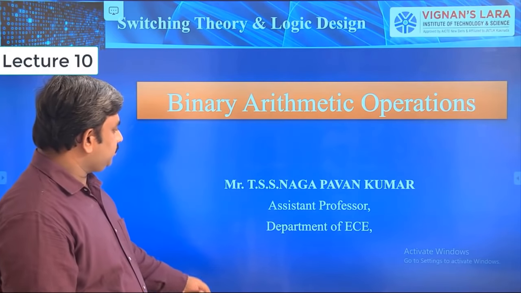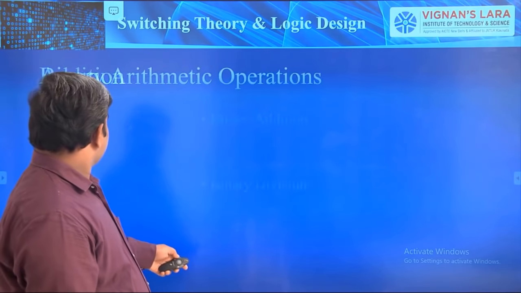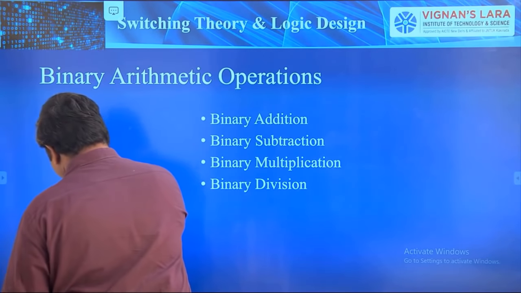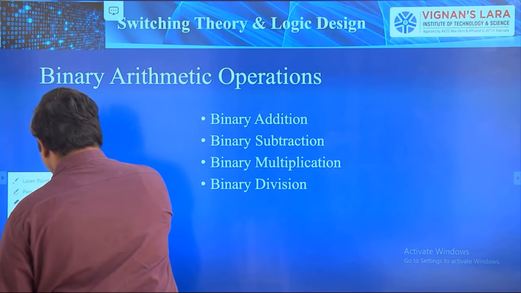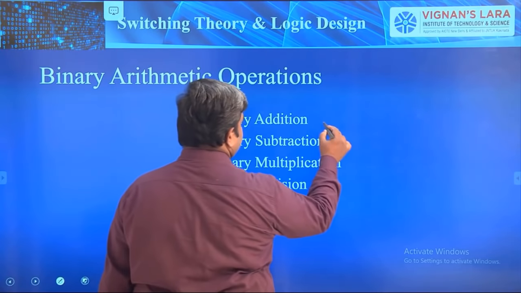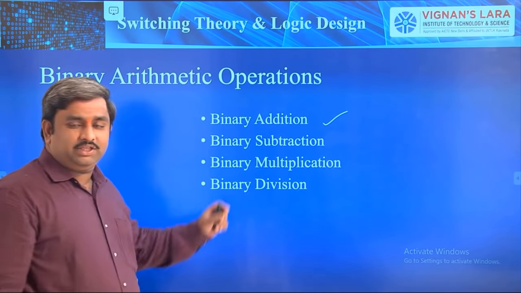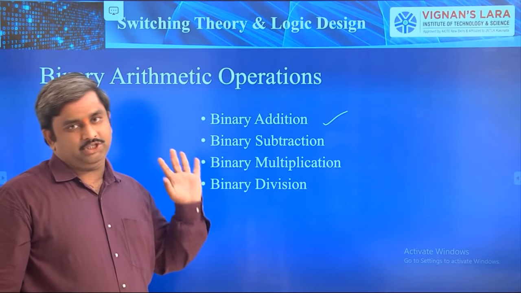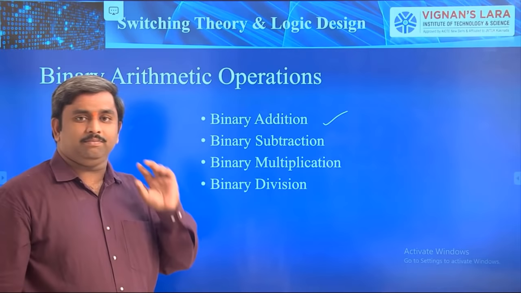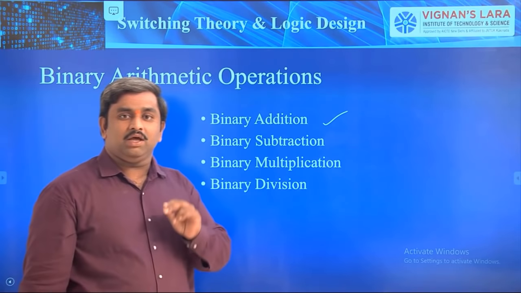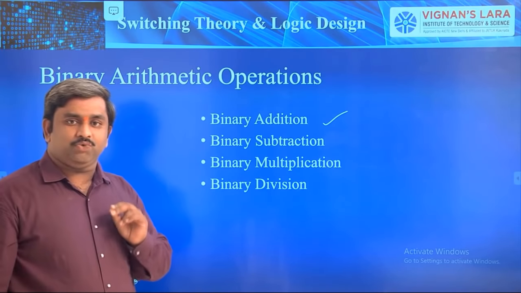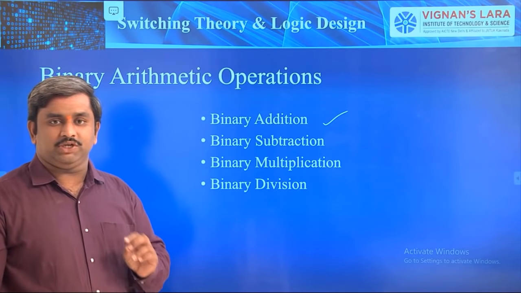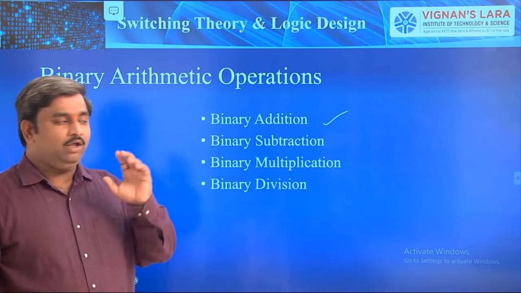The first one, binary addition. This binary addition is almost all similar to decimal addition only, but a slight modification is there. That is, in our binary number system we are using only zeros and ones. So we are doing these addition operations between zeros and ones only.